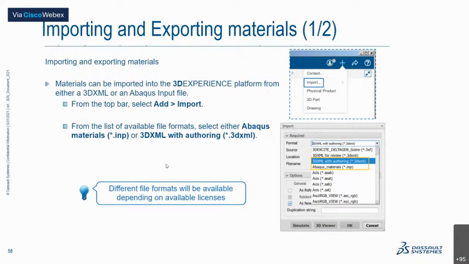Again, there you can import and export your materials. The import will be either a .inp or a .3DXML file. That's how you can import a material.